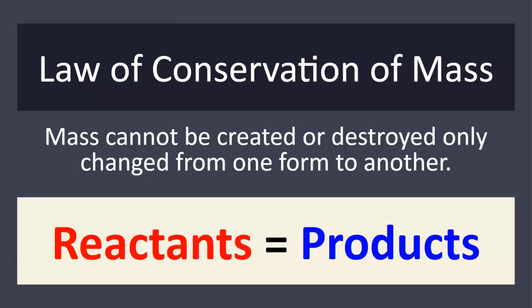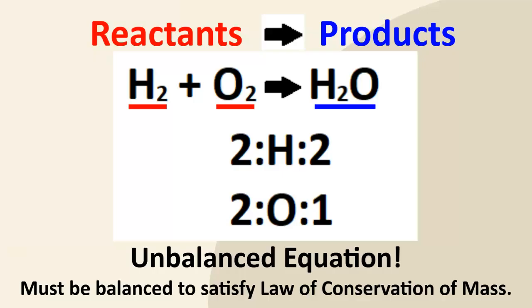The reason why we balance is because of the law of conservation of mass. According to this law, mass cannot be created or destroyed, only changed from one form to another. So what that means is whatever atoms you have in your reactants, we also have to see them in our products. So that's why we balance our equation to follow the law of conservation of mass.